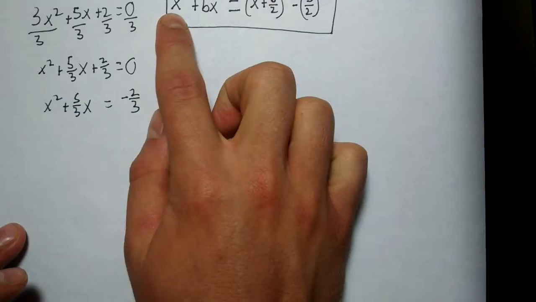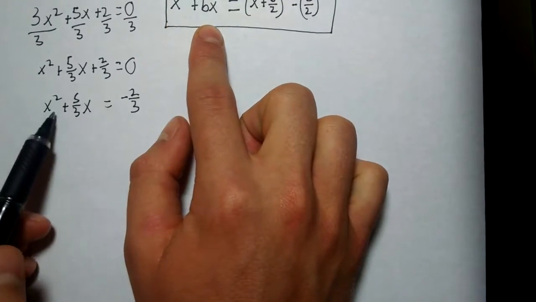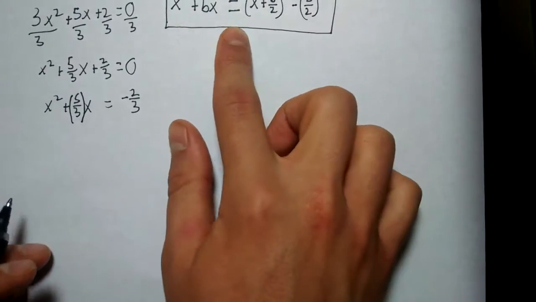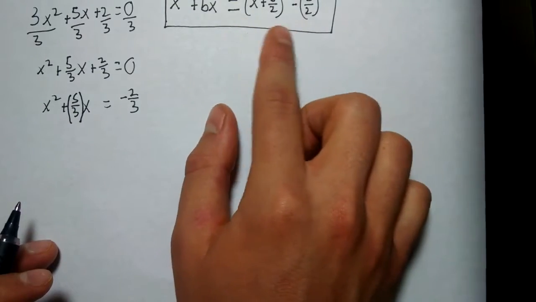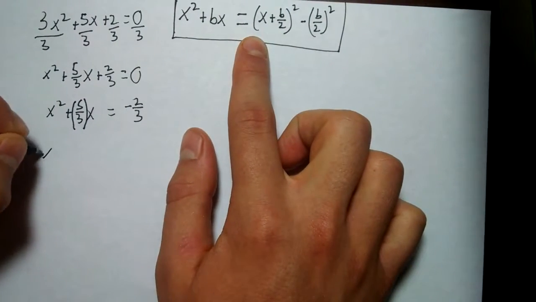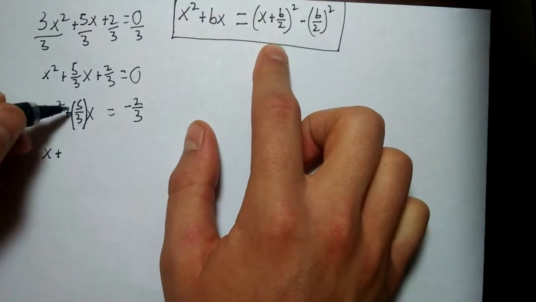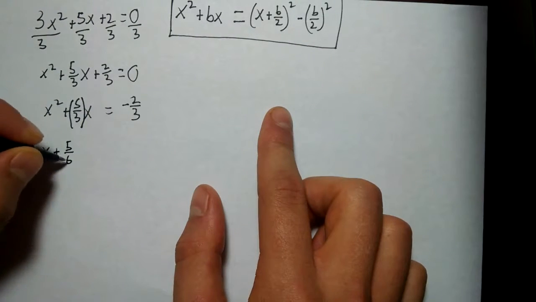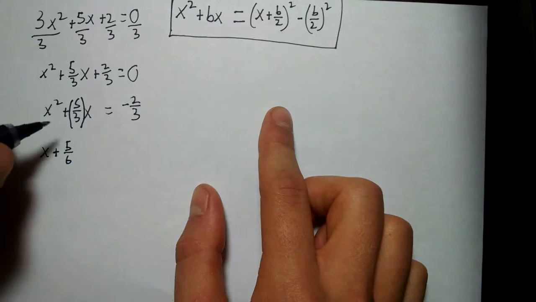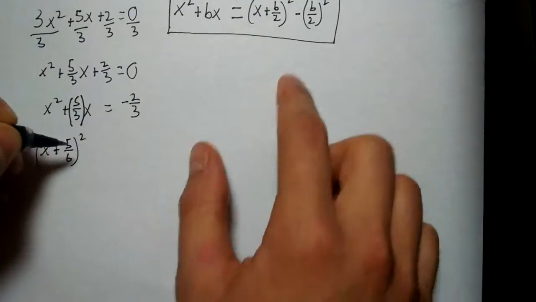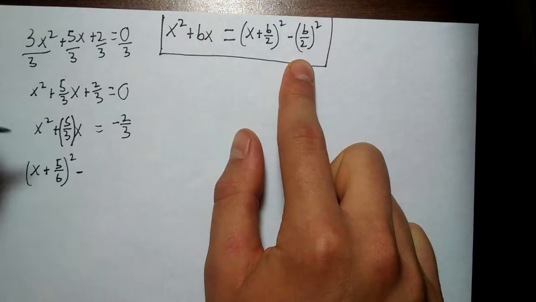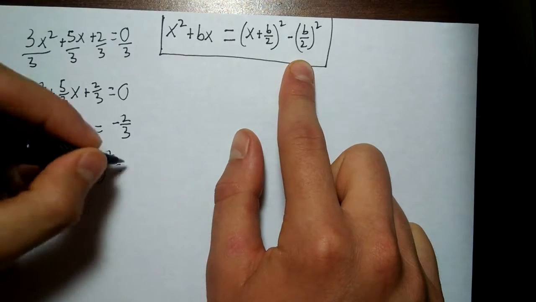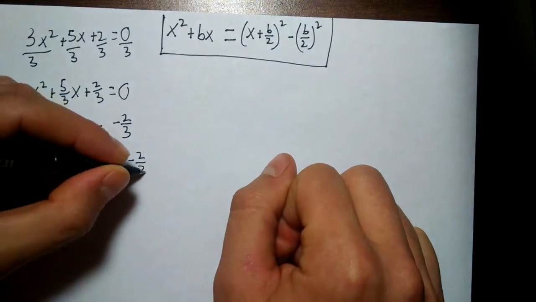Okay, so now using this rule here, we have something that looks like this, right? x squared plus bx. In this case, b is 5/3. Maybe if I put that in parentheses, it helps emphasize that a little bit. And we can rewrite it like this. x plus b over 2, and our b is 5/3. So what is half of 5/3? That is 5/6, right? Multiply 5/3 by a half, squared, minus b over 2 squared. And b over 2 we already said was 5/6. 5/6 squared is equal to negative 2/3.